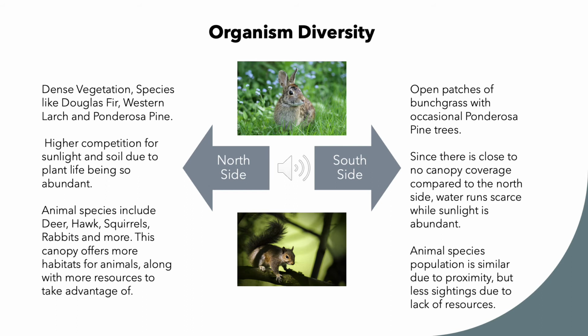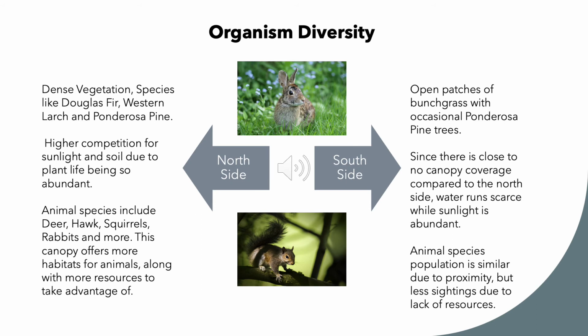The south side harbors dense vegetation. Tree species like Douglas fir, western larch, and ponderosa pine form the canopy. There is higher competition for sunlight and soil due to plant life being so abundant, both in the canopy and in the underbrush. Animal species include whitetail, hawks, squirrels, rabbits, and more.